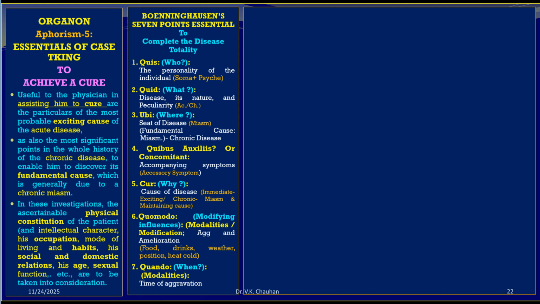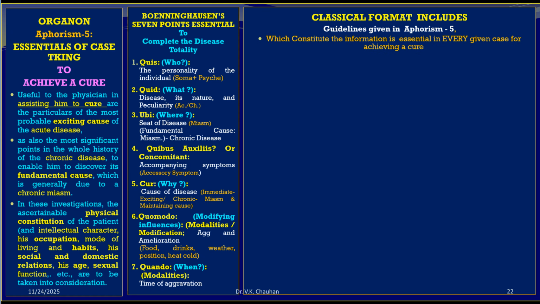If you don't include these in your case taking, probably you will not have a wide perspective on the very important things you should be taking up. You will be the masters of choice then, because you have a lot of variety available. Choices are available because a lot of information is available, and it is systematically available. So in the classical format, we include the guidelines given in aphorism 5, and then we also include the information essential for every given case for achieving cure.